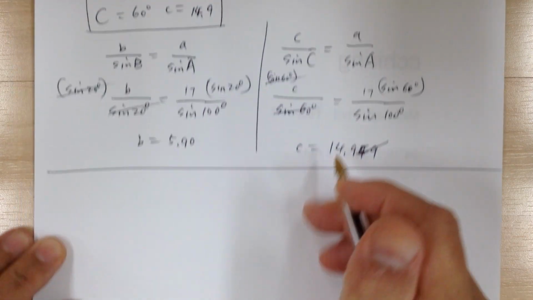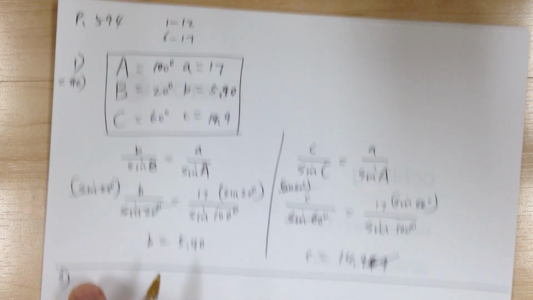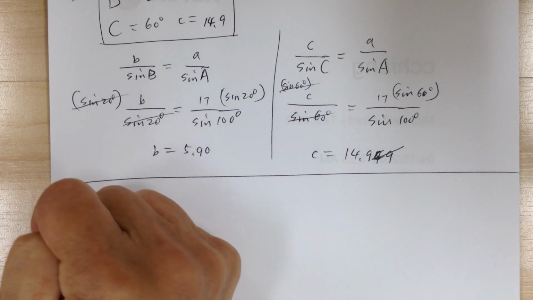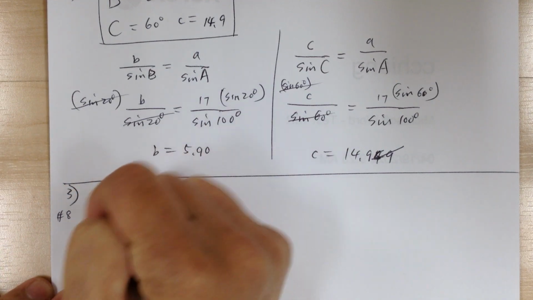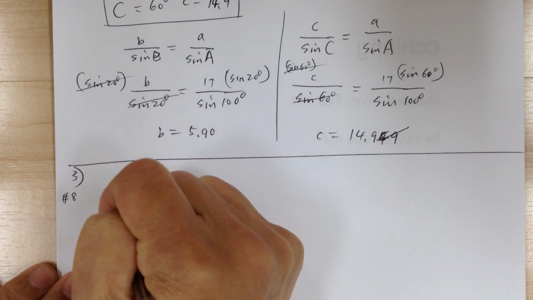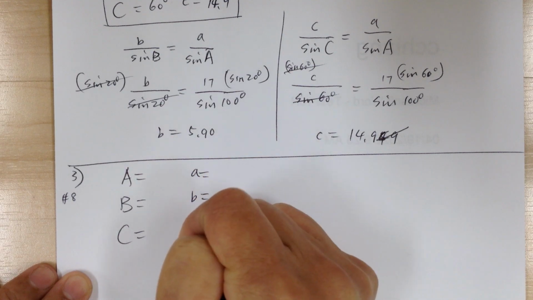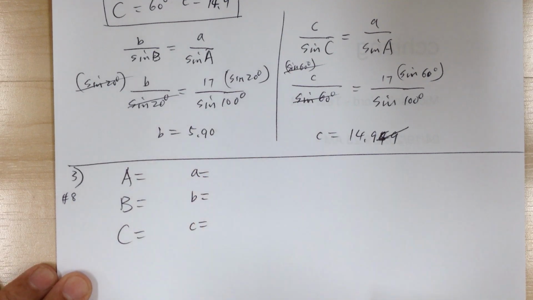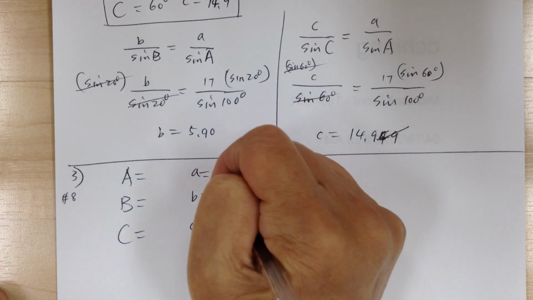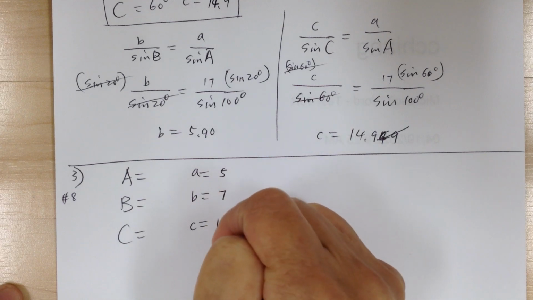Let's go to number 3. Again, you have to add 5 to figure out which problem. So number 3 is number 8 on the oral exercise. You can get your A, B, C, small a, small b, small c. This one has small a equal to 5, small b equal to 7, and small c equal to 11.